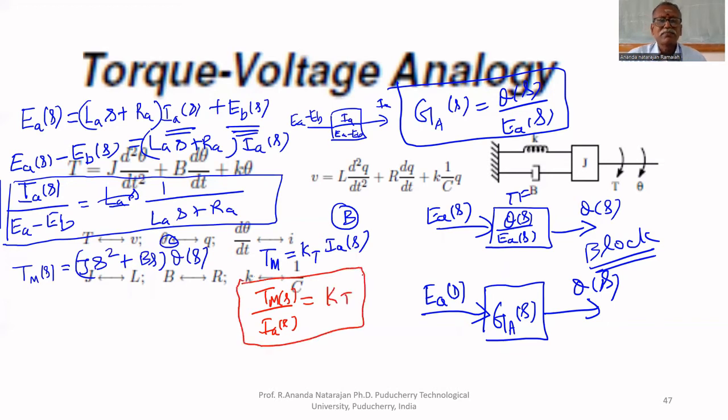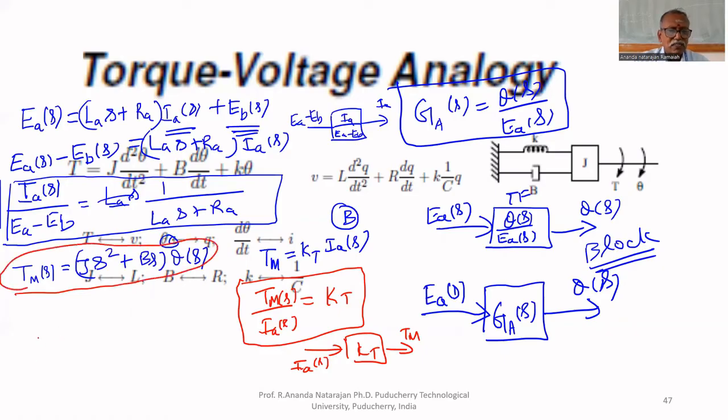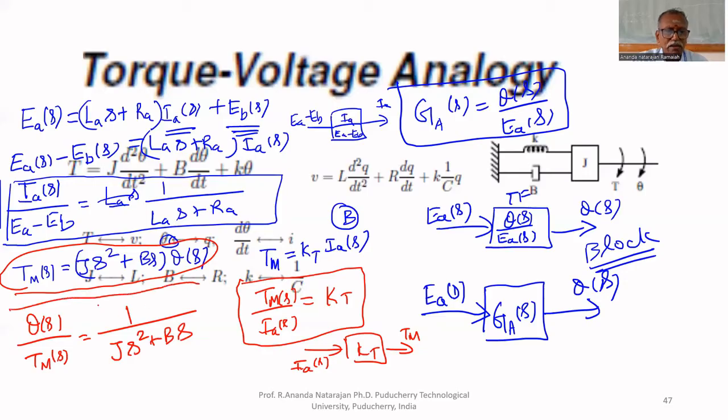This is another equation, another block diagram. What is the input for this? KT is the transfer function. Input is IA, output is TM. This can also be represented in block diagram. Now for the other equation, output is theta of S and input is TM of S. That is equal to 1 upon J S square plus Bs. This is another block. Theta of S upon Tm of S. Input is Tm of S, output is theta of S.